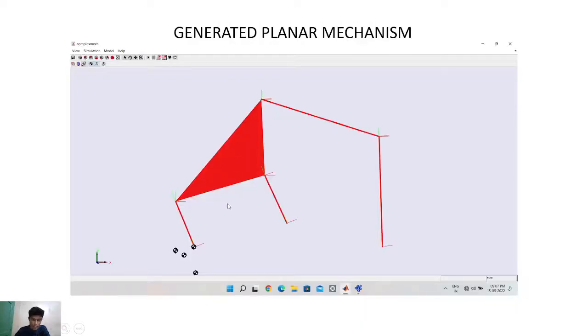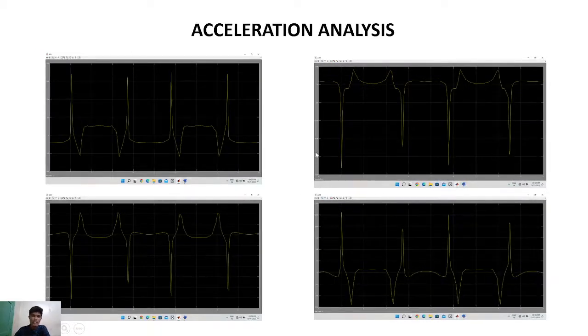Here in my diagram, this is point A, point B, point C, and point D respectively. This is the acceleration diagram showing different accelerations at the points.